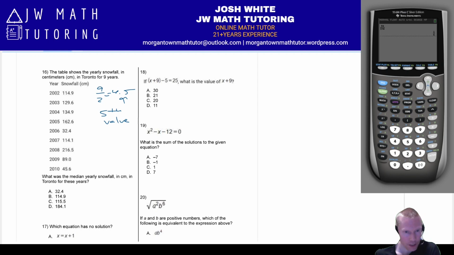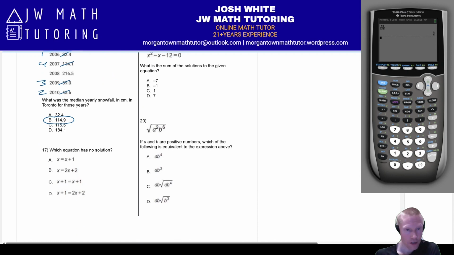So what I'm going to do is go through and cross them off. So this would be value 1. This would be value 2. This would be value 3. Next smallest, this would be value 4. Looks like the next one, which will be value 5 right here, is going to be our median, 114.9. Therefore, that's our middle value, and the correct answer is B.